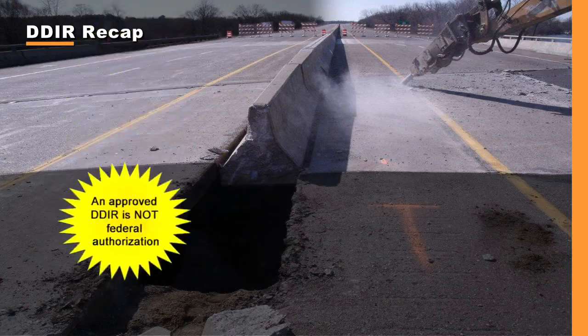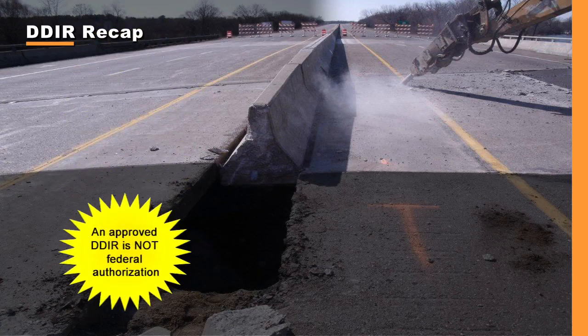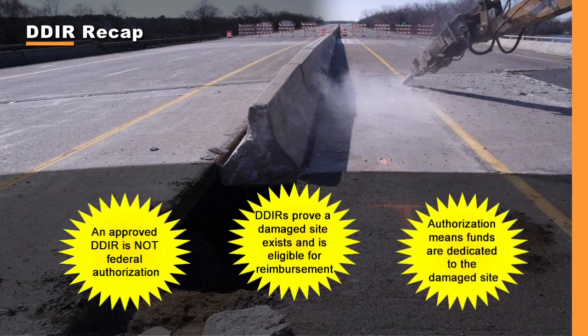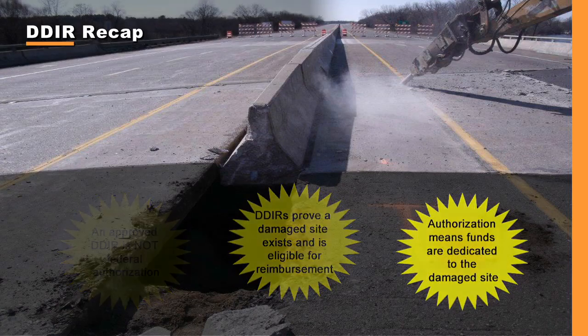Remember, an approved DDIR is not federal authorization. DDIRs prove that a damaged site exists and is your organization's application for federal reimbursements. Authorization means that funds are actually dedicated to the damaged site. This video outlines the additional steps needed to receive federal authorization and, ultimately, reimbursement from FHWA funds.